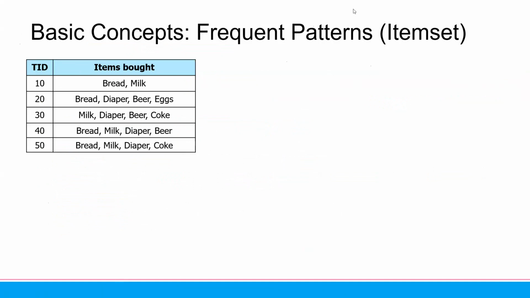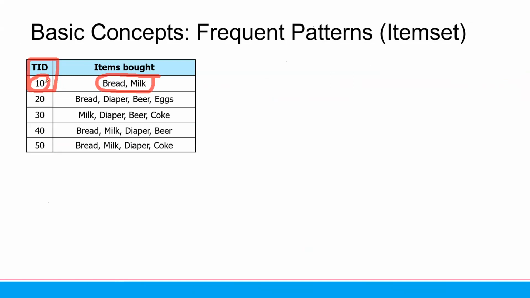When you buy something from the supermarket, you will have a transaction ID. The transaction ID is the receipt that you get. So one receipt contains many items. Let's say this is transaction ID 10.